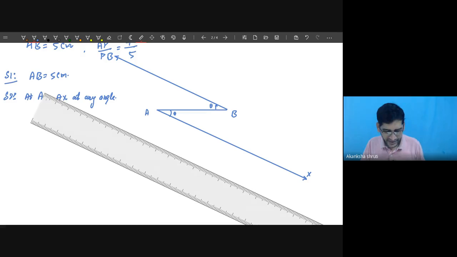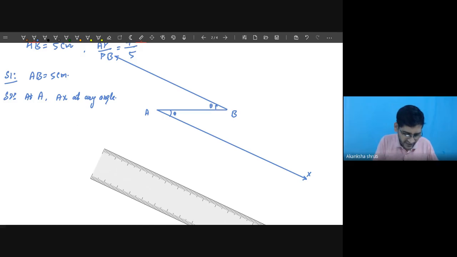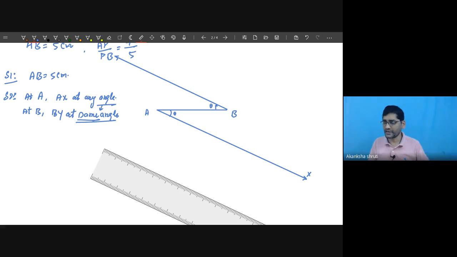Now the next part is you have to take the equal length. So at A, any angle, and at B, this BY at the same angle. Whatever the angle we have taken here, the same angle. This is important. Otherwise, the construction will get disturbed. You will not get the correct construction.